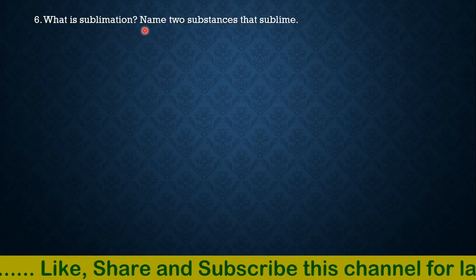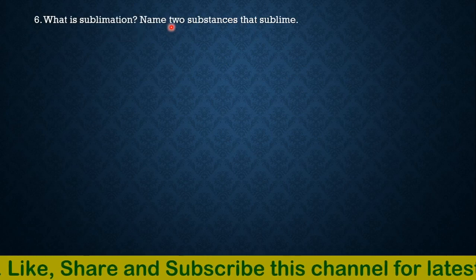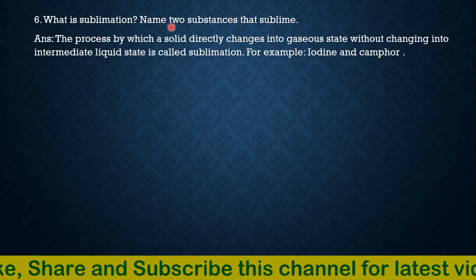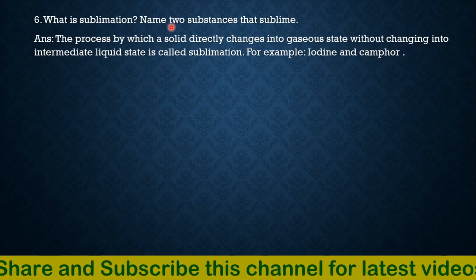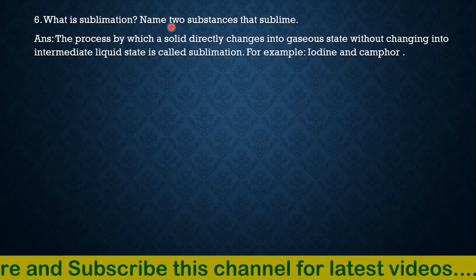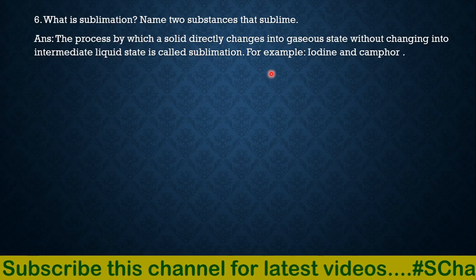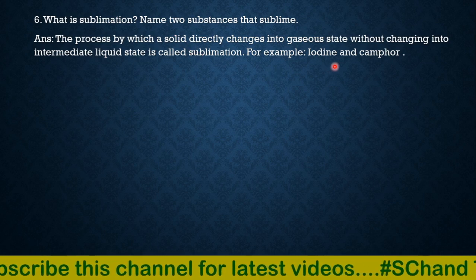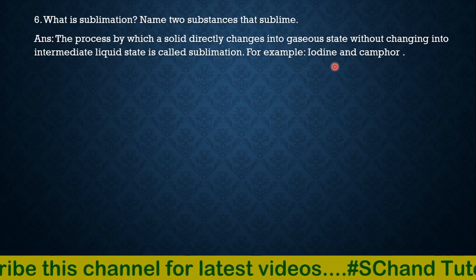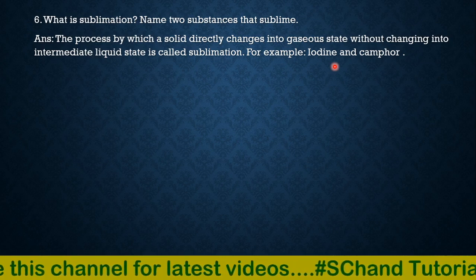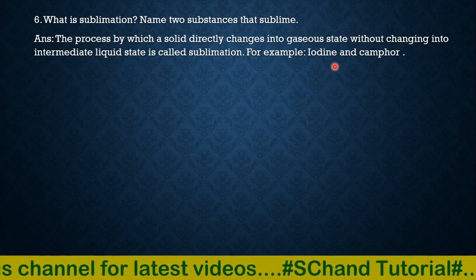What is sublimation? Name 2 substances that sublime. The process by which a solid directly changes into a gaseous state without changing into an intermediate liquid state is called sublimation. For example, iodine and camphor, the naphthalene ball, are examples of sublime substances.